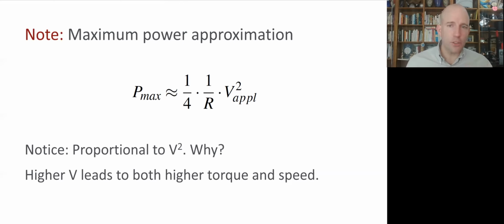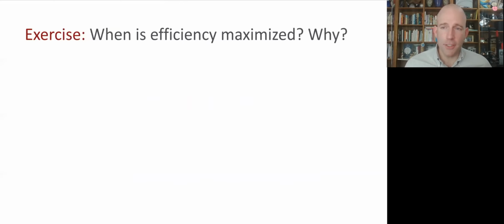Okay, next exercise. When is efficiency maximized and why? So here again, think about it individually for about 1 minute, then discuss it with your partner for 2 minutes, then come back with your succinct answer in hand. And you can hit pause now.